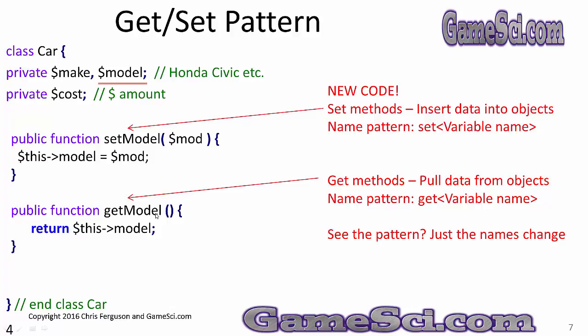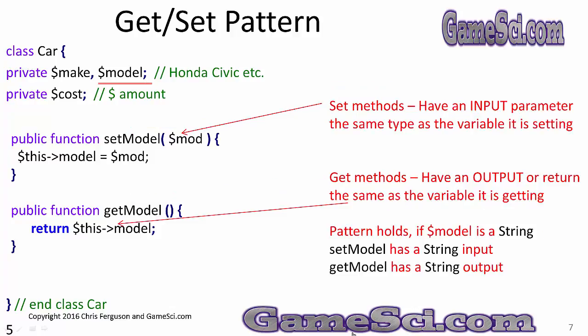See the pattern? All I changed. For make, it was setMake, getMake. For model, it's going to be setModel and getModel. Set methods have an input parameter, usually the same type. Here's the new value of the model that I hope to insert into this variable. Get methods have an output or return, usually the same type, so I'm going to send back what's in the model variable. The pattern holds.